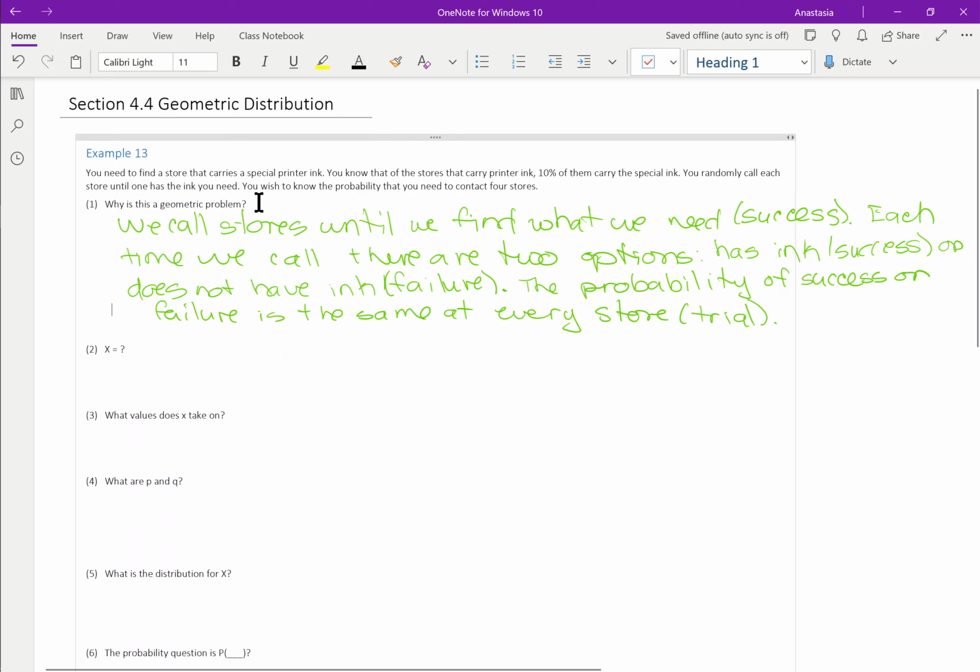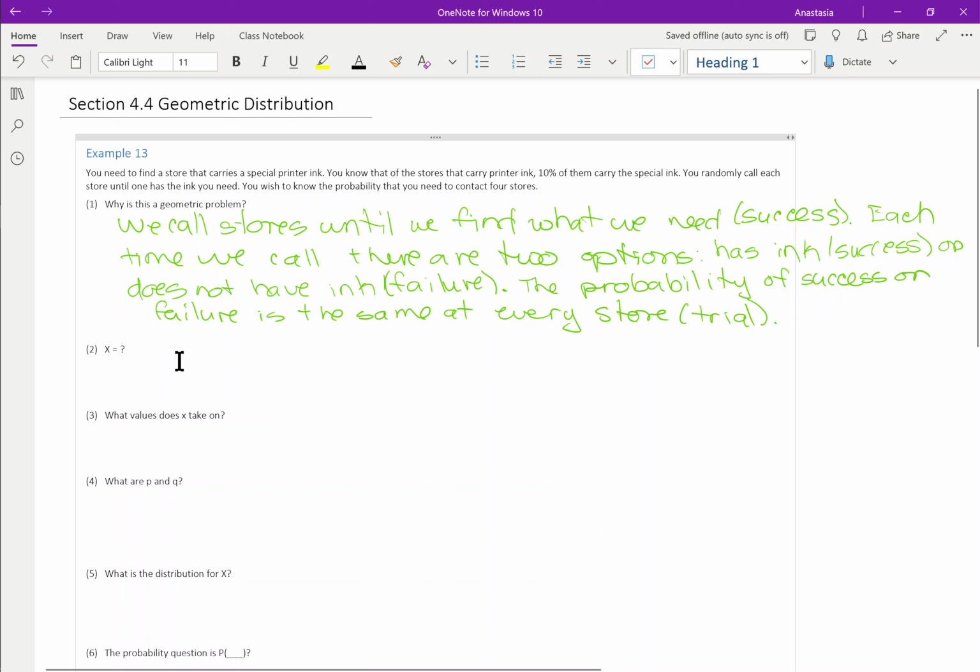So again, the significant difference between a geometric distribution and a binomial distribution is that we keep going until we find what we need, until we get a success. So there is no specific number of trials that are going to be completed. Whereas with binomial, you have a specific number of trials. So that's the main thing that you need to check on in descriptions of problems. Do you have a specific number of trials or do you not? If you do have a specific number, it's a binomial. If you do not have a specific number, it's geometric. So let's continue on then with this example.